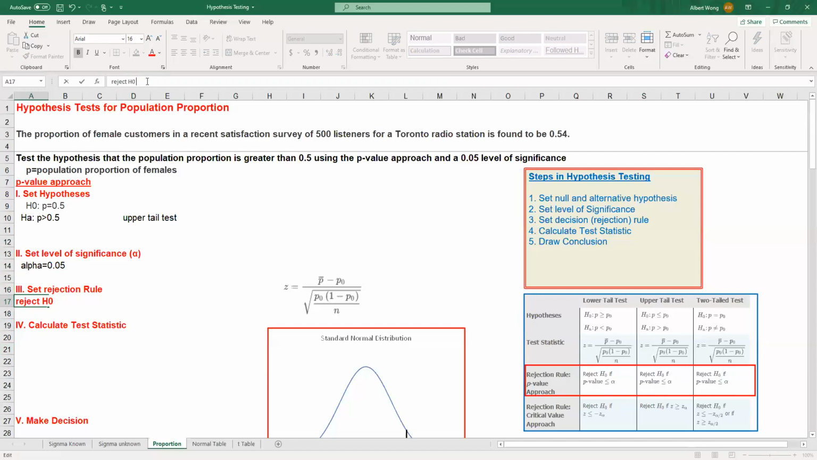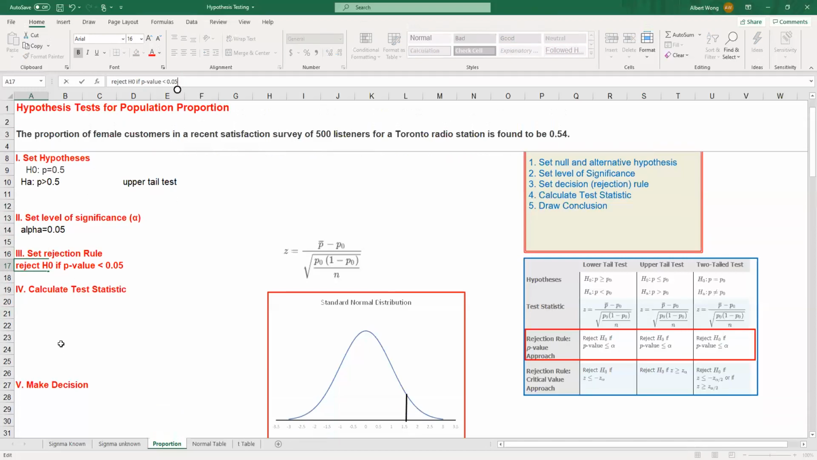So we reject H0 if the p-value is less than alpha. The p-value is preferred because the rejection rule is always the same. Now the test statistic is a little bit complicated. Because we're testing for a proportion, we use another formula. If you look at the formula, the setup is similar.